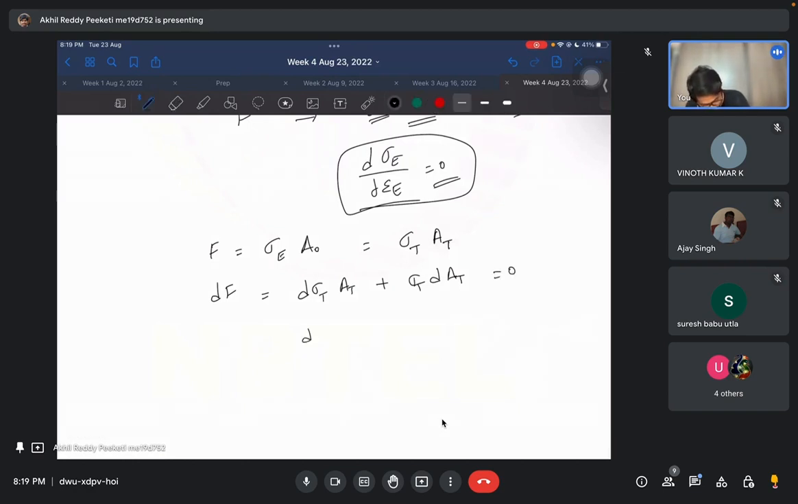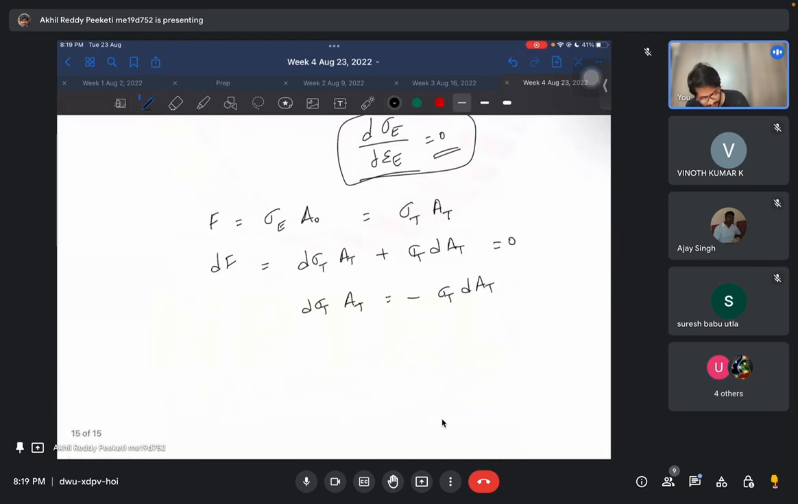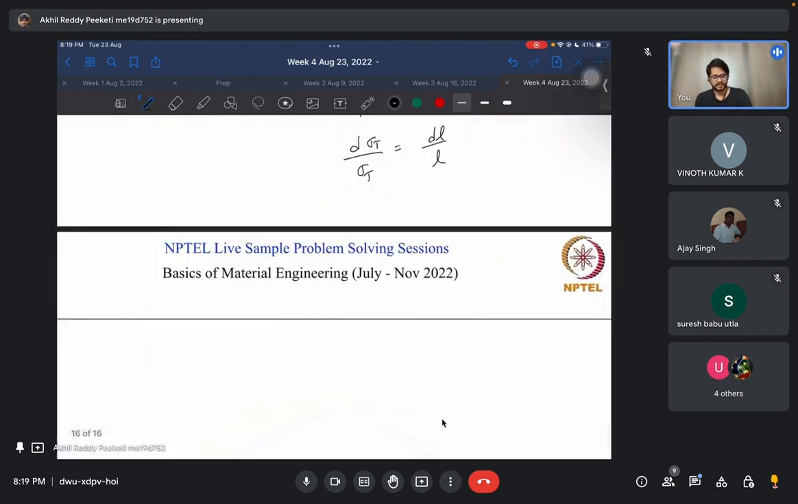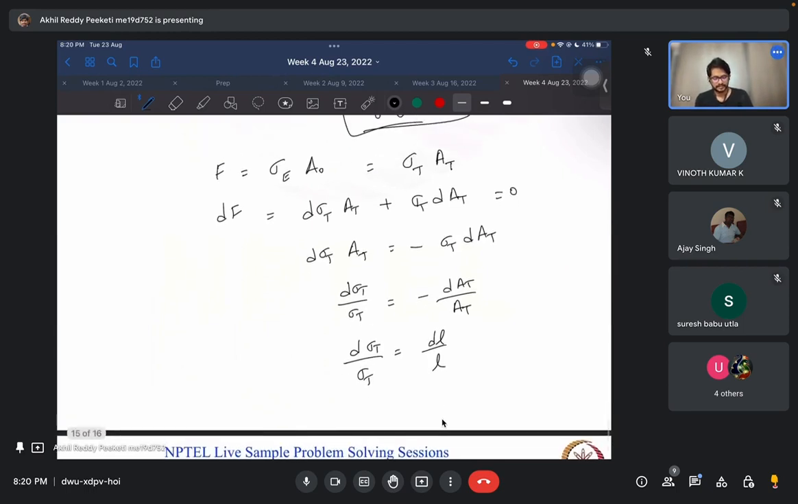So let's write this in terms of d sigma_t A_t is equal to minus sigma_t dA_t. So what we can write to this is minus d sigma_t by sigma_t is equal to, let's put the minus here, minus dA_t by A_t. So this we know, right? What is this? dA by A, basically dL by L. Do you guys remember that? This relation we derived earlier. Okay.